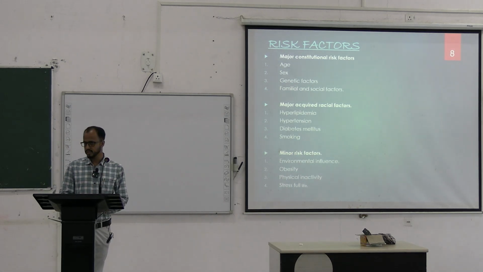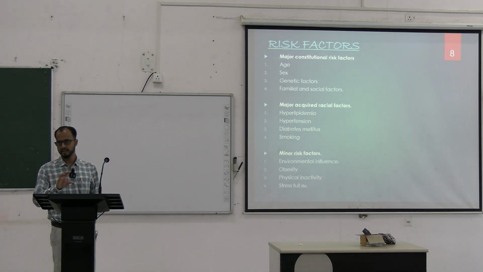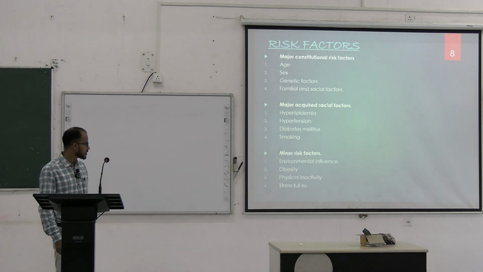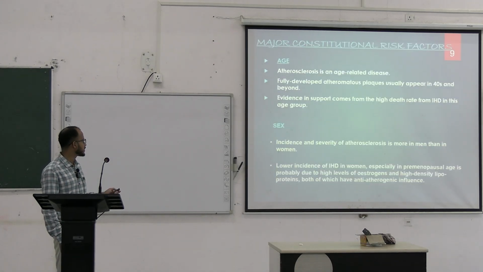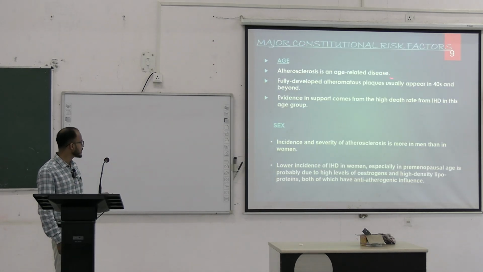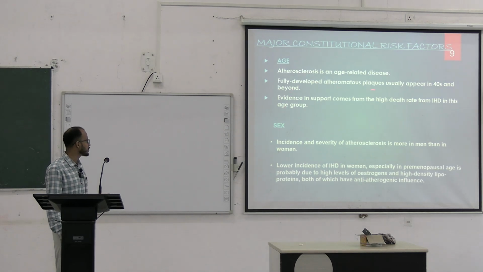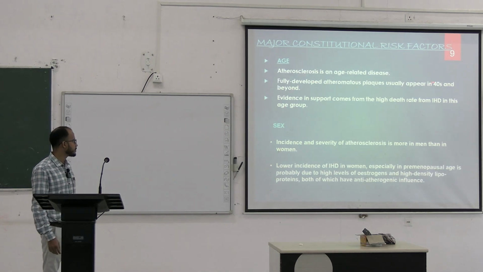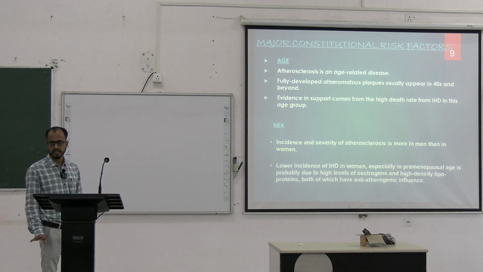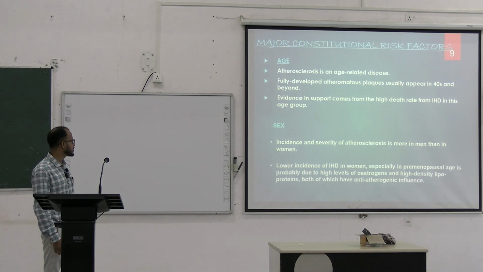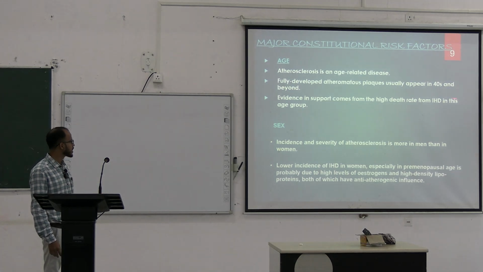So, atherosclerosis, like cholesterol buildup in arteries, is mostly associated with age. That is, atherosclerosis is an age-related disease and fully developed atheromatous plaque usually appears after 40 years of age. Okay. Evidence in support comes from the high death rate from ischemic heart disease, IHD, in this age group.